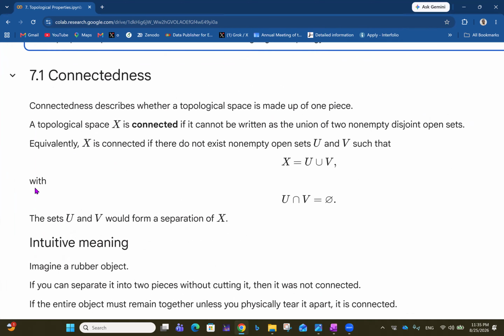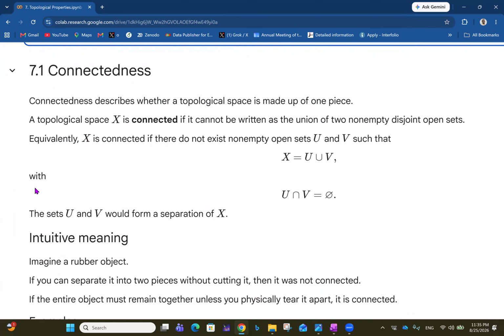So connectedness describes whether a topological space is made up of one piece. So a topological space X is connected if it cannot be written as a union of two non-empty disjoint open sets. Equivalently, X is connected if there do not exist non-empty open sets U and V such that X is equal to U union V, with U intersection V being empty. So if you have two disjoint sets whose union gives a particular set, then the sets U and V would form a separation of X.